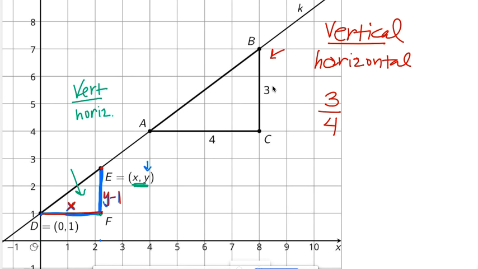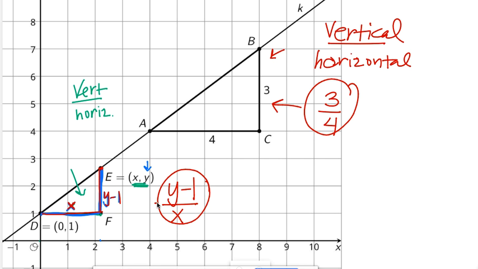So if we look at how I made my ratio over here, it was vertical distance over horizontal distance. So if I look at this triangle, it's the vertical distance over the horizontal distance. So this is the expression for my first triangle, and this would be the expression for my second triangle. That's the answer to number 1.